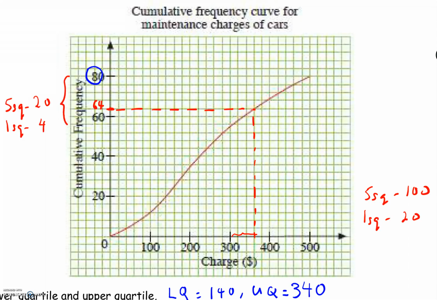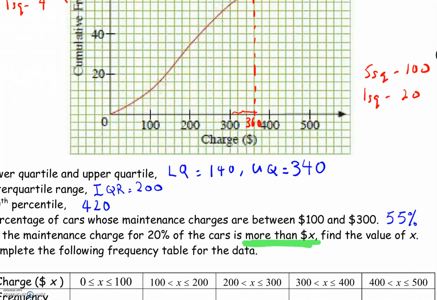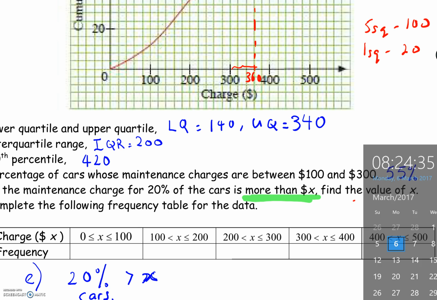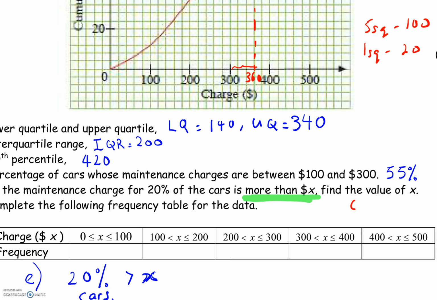Here, right? So this is 360. Do you know the value of X already? X is what? 360. So X equals $360. Is there any working? No, there's no working.